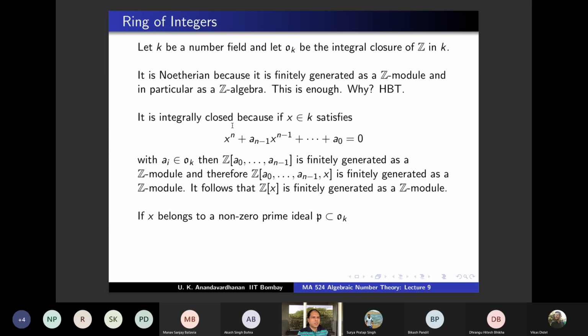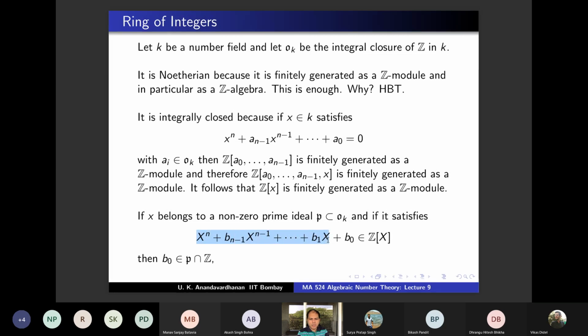So you have to show that any non-zero prime ideal is maximal. Suppose you take a non-zero prime ideal P contained in OK. Take an X belonging there, and because anything here is integral over Z, it will satisfy a monic polynomial in Z[x] with coefficients Bi in Z. From this you can conclude that B0, the constant term, belongs to P. Why is that? Because X satisfies this and X is in P, and every other term has an X in it. Therefore, all this product and sum belongs to P, and the total is equal to 0. So B0 equals minus this, and this belongs to P.